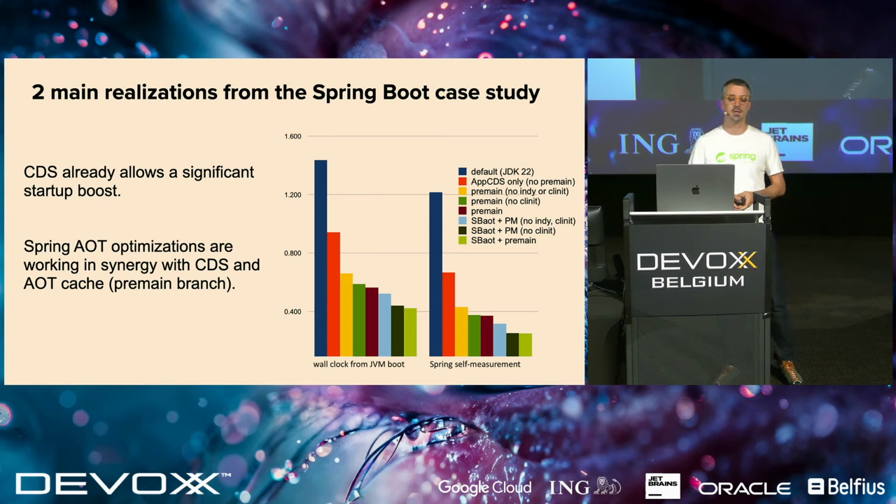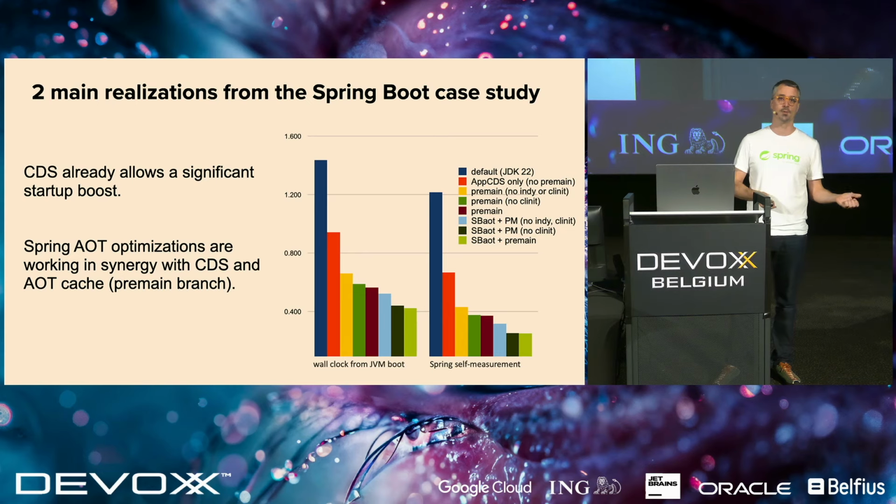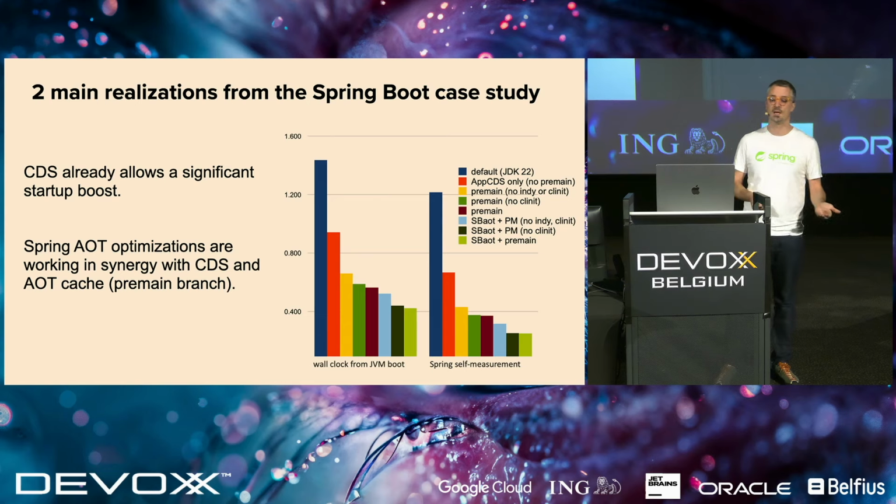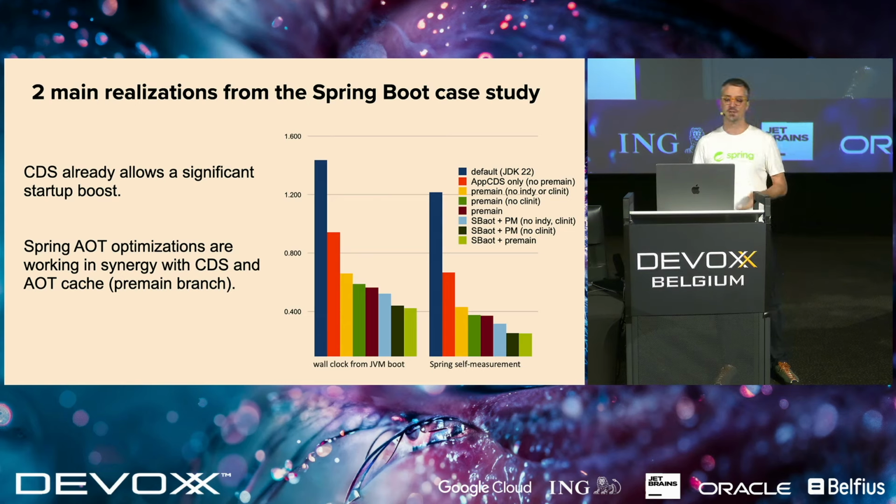And Spring ahead-of-time optimization, which we originally built for GraalVM native image support but can also use optionally on the JVM, is working in synergy with CDS and AOT cache, which is here identified by the premain branch.